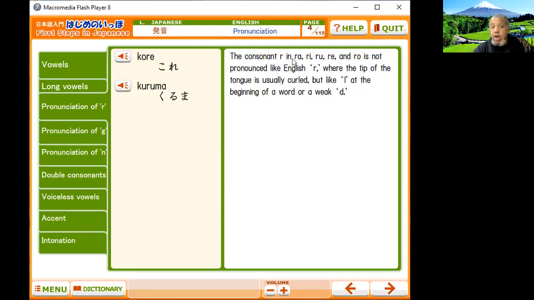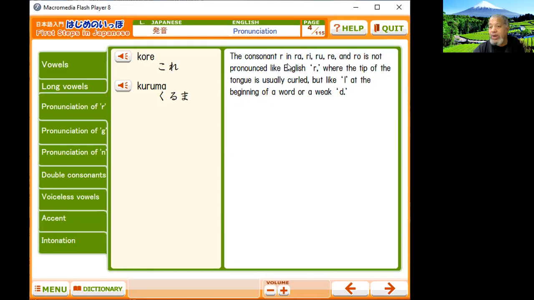So, la li lu le lo, or a D sound, da di do de do. A little bit hard D, but da di do de do. That's a perfect Japanese R sound. In English, it's ra, ri, ru, re, ro. It's so ugly if you pronounce this word like the English R.